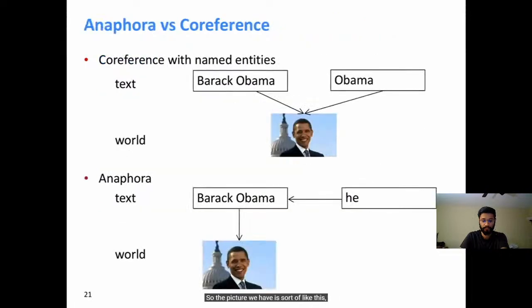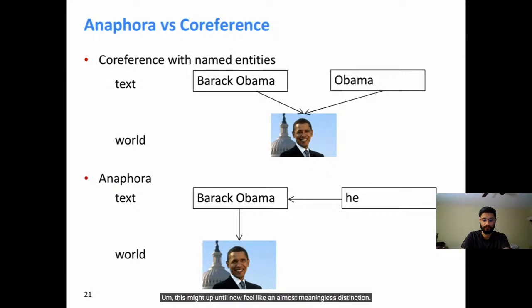So the picture we have is sort of like this, that you can either have these independent mentions which do refer to the same thing in the world, they're co-referent, but in many cases, such as when they're full mentions like President Obama versus Barack Obama, they don't have any textual relationship, it's just they happen to refer to the same thing in the world. And that then contrasts with cases like Barack Obama said he would do something, where the he has a textual relationship back to Barack Obama, and that's an example of anaphora.